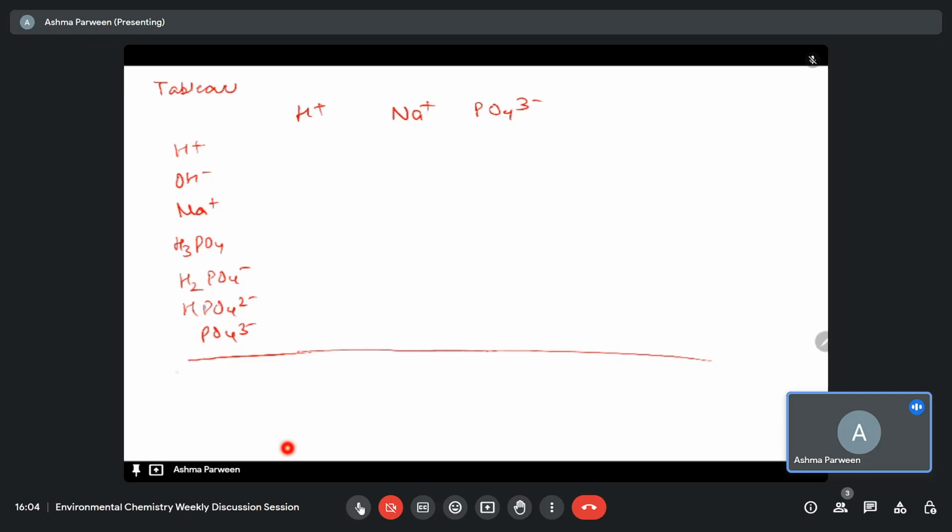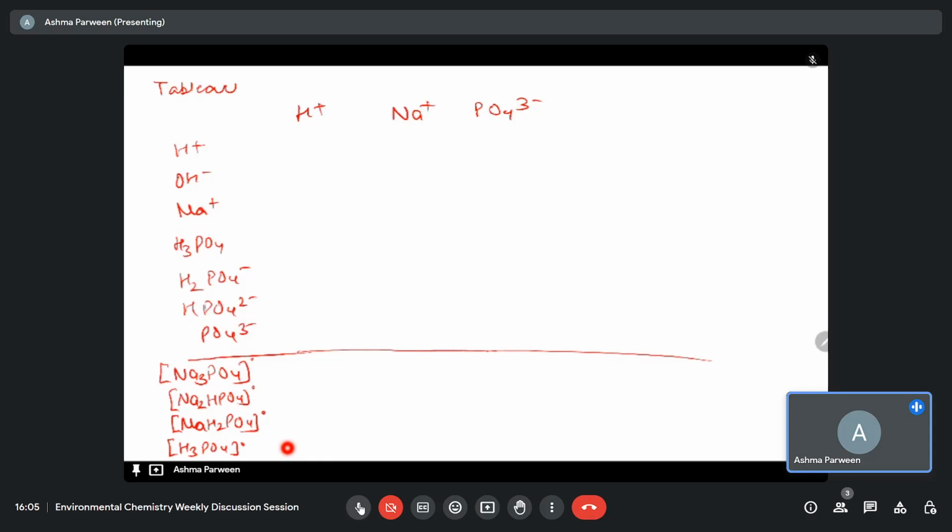The compounds which we are adding are Na3PO4, Na2HPO4, NaH2PO4, and lastly we are adding phosphoric acid, H3PO4.